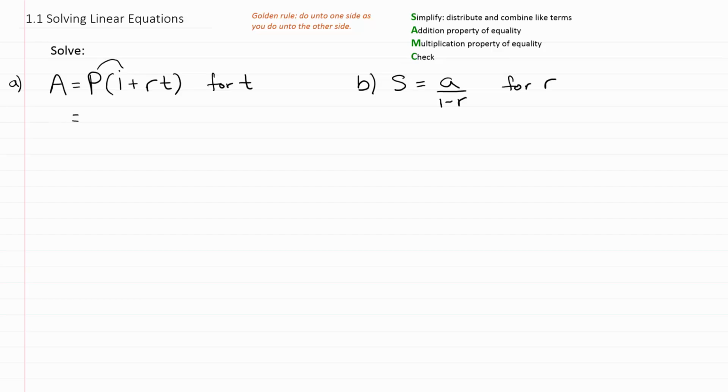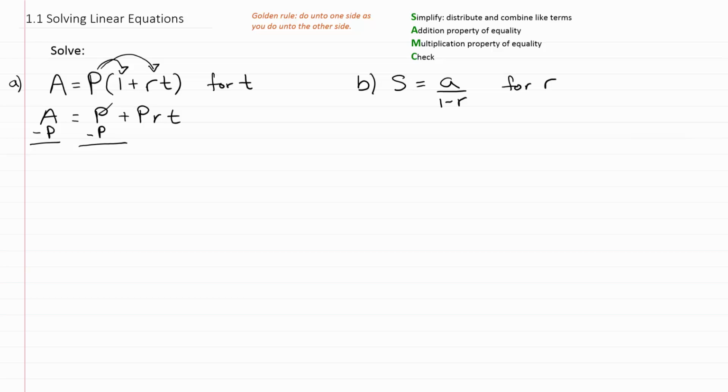So we'll have P times 1, which is going to give you P, and then P times RT, which is going to give you PRT. And that's still equal to A on the left. Now from here, remember we're trying to isolate T, so we want to get anything that's not directly attached to a T moved to the other side by using the addition property of equality. So we'll subtract this P away from both sides.